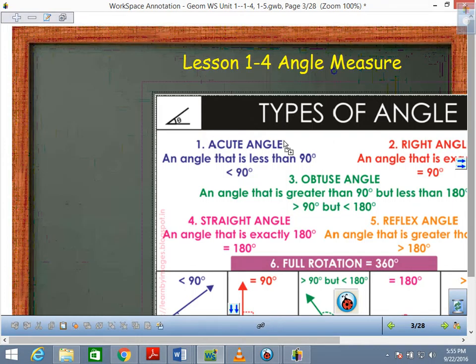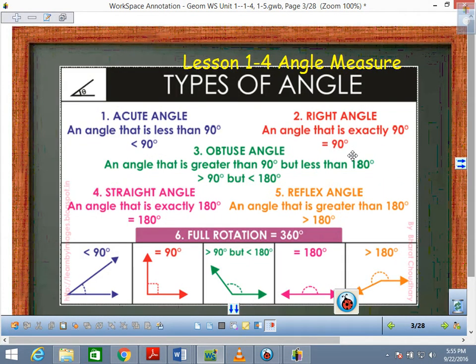So now let's talk about the different types of angles. The first one we're going to talk about is an acute angle. These should be reviewed. An acute angle looks like this. It is less than 90 degrees. Oh, it's a cute little angle. Then a right angle is this one. It is always 90 degrees and shown by the little square in the middle.